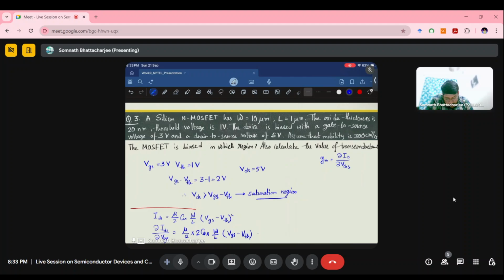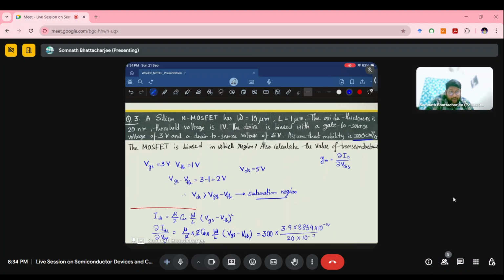So we can directly just put the values. Mobility, this 2 will cancel out. Mobility was how much? Oh, so mobility was 300 centimeter squared per volt per second. We need to find out the value of Cox. Cox is nothing but epsilon ox by Tox. So from here we get 3.9 because this is silicon, and 8.854 multiplied by 10 to the power minus 14, divided by 20 times 10 to the power minus 7.